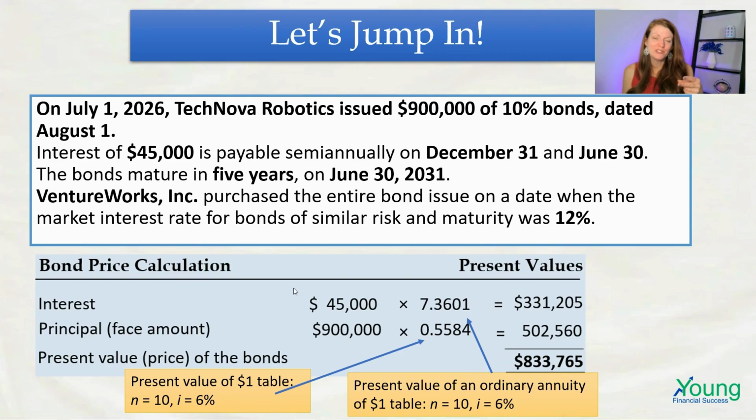When we add those two numbers together that we just calculated, it tells us that the present value of these bonds, taking the market rate in consideration, is $833,765. So that amount, the $833, is what VentureWorks will pay for TechNova's bonds.